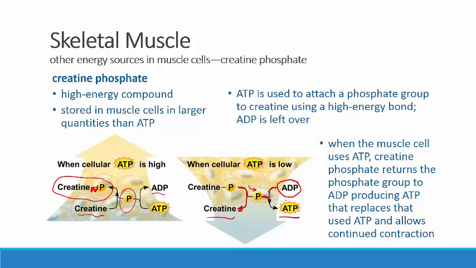So when a muscle cell uses up ATP, creatine phosphate is available to restock the ATP very quickly by taking any ADP that's laying around and giving it that phosphate group, attaching it with a high energy bond. And then that ATP energy is quickly made available again. So that's the first place that our body goes as we begin to become low on ATP in the cell: the stored up creatine phosphate.